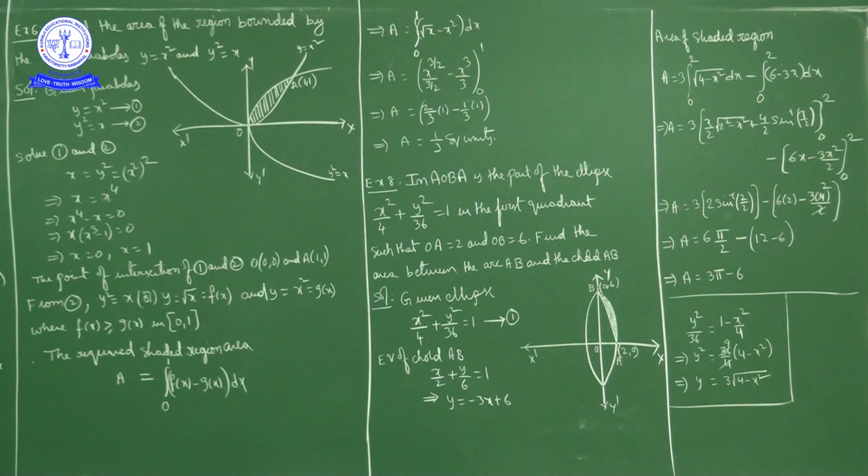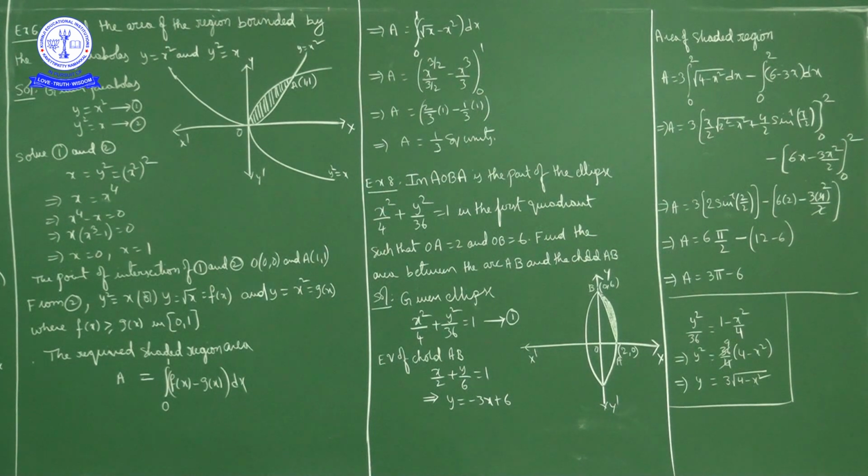Next, Example 8. AOBA is a part of the ellipse x square upon 4 plus y square upon 36 is equal to 1, in the first quadrant, such that OA is equal to 2 and OB is equal to 6. Find the area between the arc AB and the chord AB.